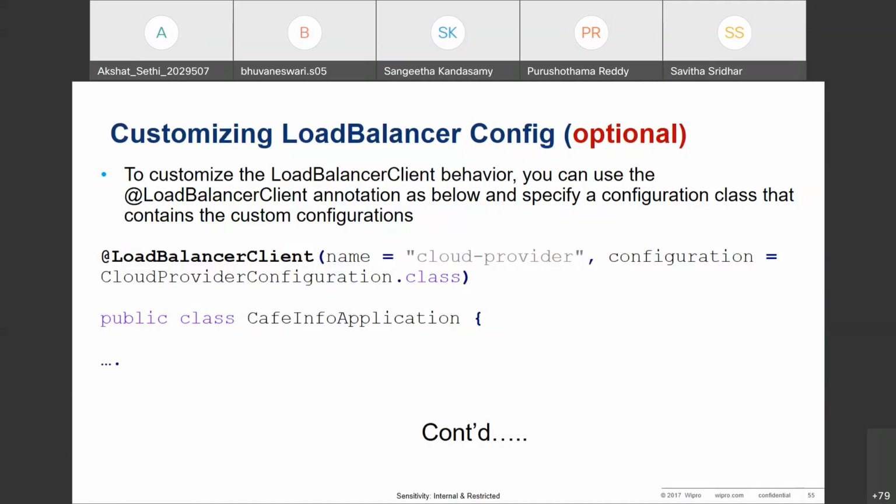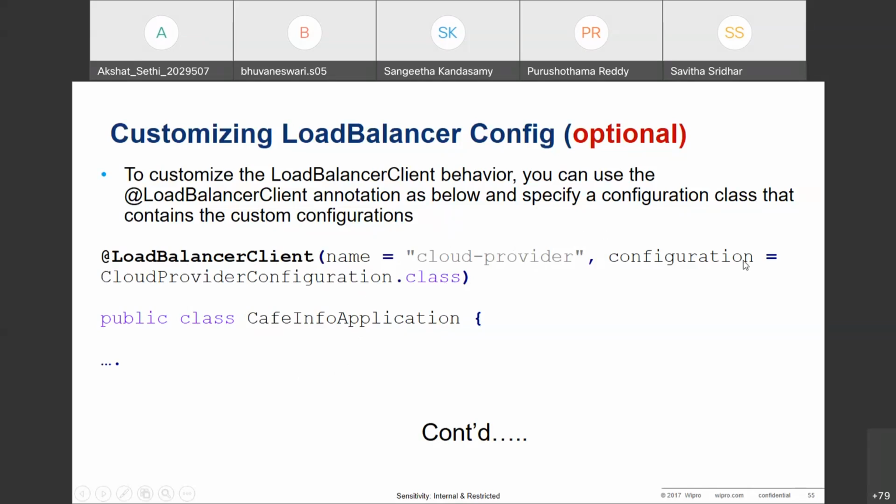But in case you want to customize your load balancer behavior, maybe you want to change its rule or algorithm, that also is possible. So only if you want to do that, look at what you're doing. You can use @LoadBalancerClient annotation on your main application class. If you're not using any other product, right on your main application class, you can use @LoadBalancerClient. You can just give a name to it just to identify it.